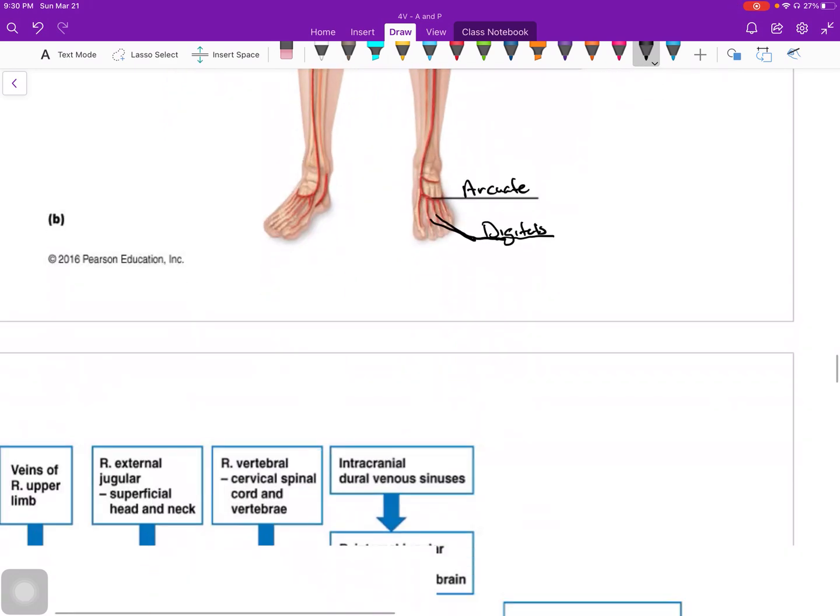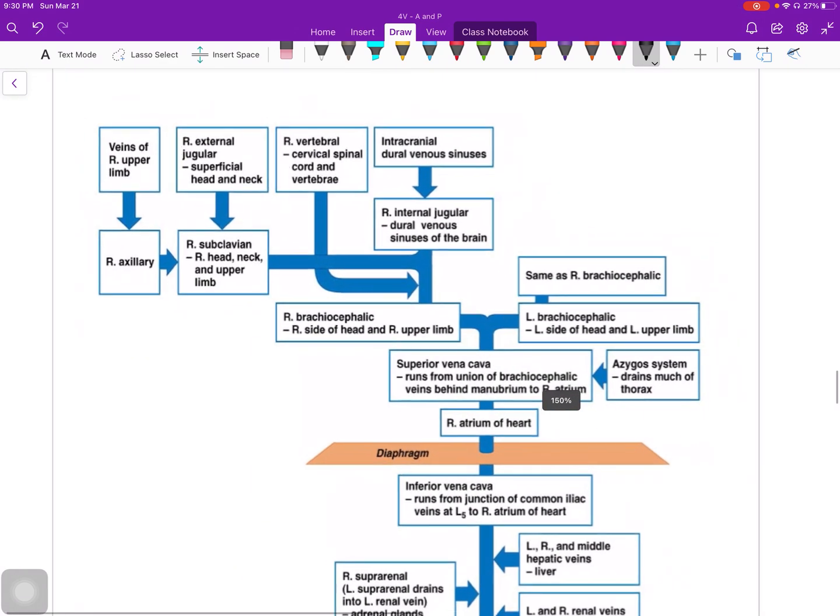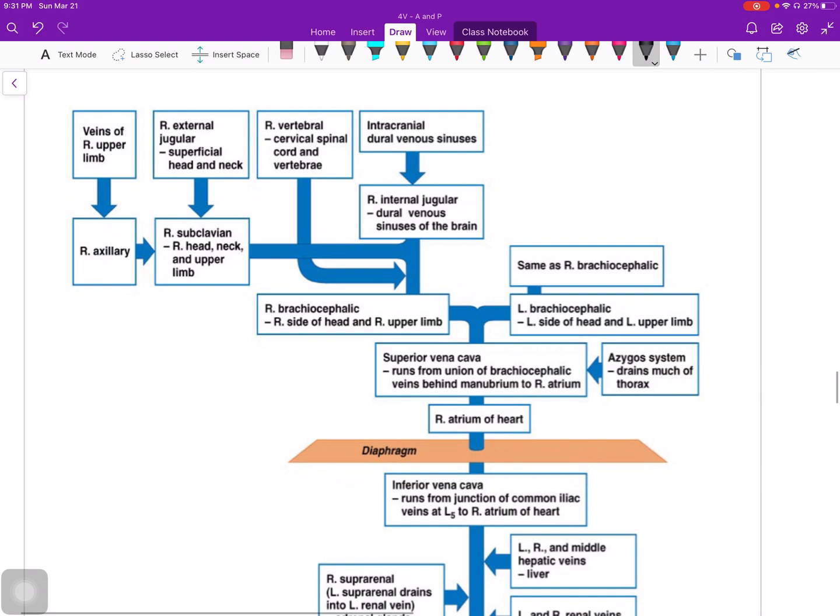Now, let's take a look at the veins chart. Now, in veins, blood's coming back to the heart. So everything's coming back to the right atrium. So everything above the head, the neck, the arms, and the chest empties into the superior vena cava. Everything below the diaphragm comes back through the inferior vena cava.